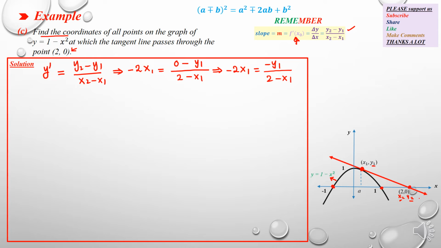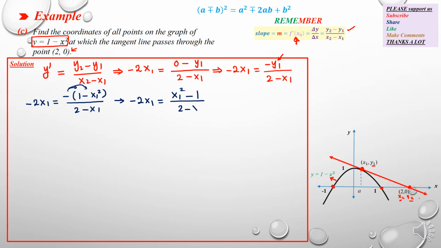But the function is y equals 1 minus x squared, so you have to plug in y1 to get 1 minus x squared. So this rational expression will be minus 2x1 equals negative 1 minus x1 squared divided by 2 minus x1. Now enter the negative sign inside the bracket here, and you will get negative 2x1 equals x1 squared minus 1 divided by 2 minus x1.